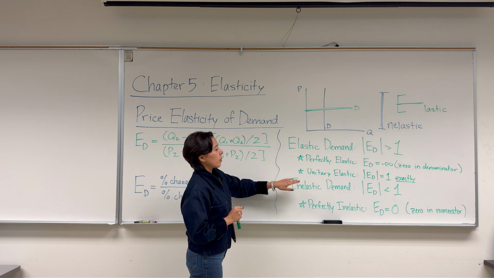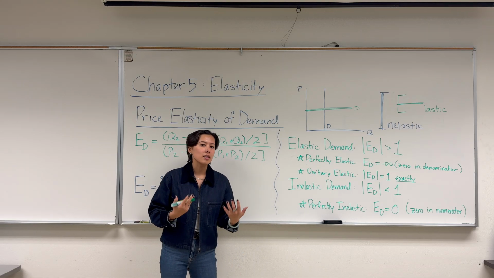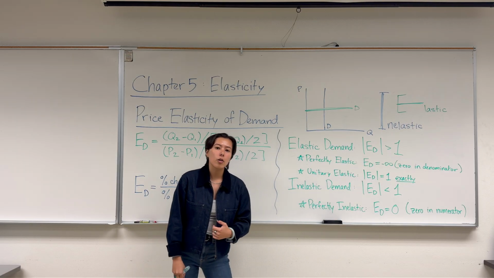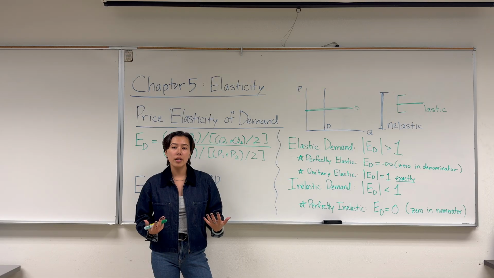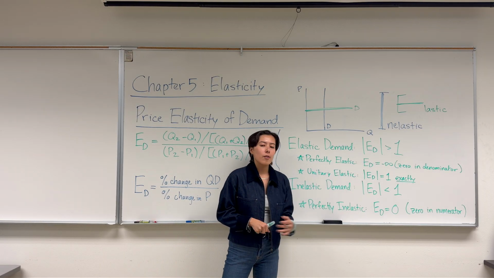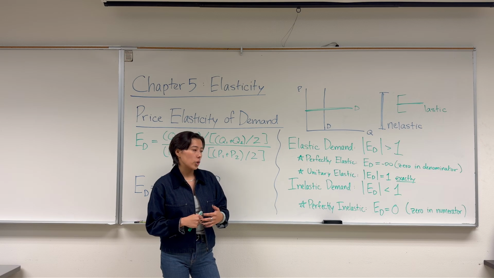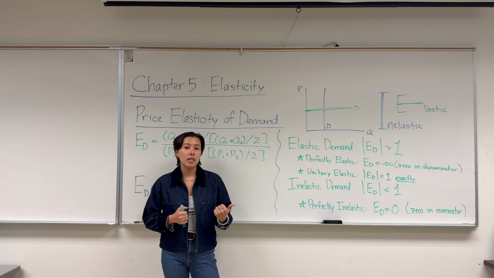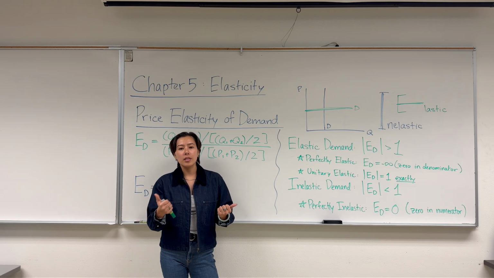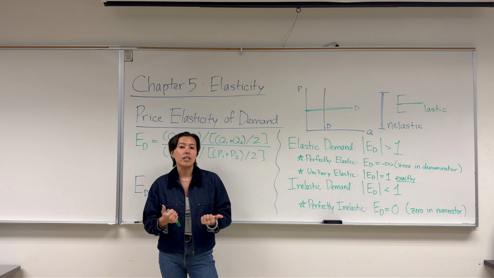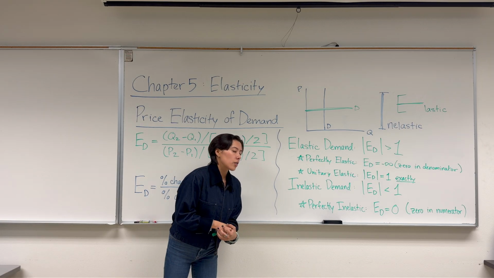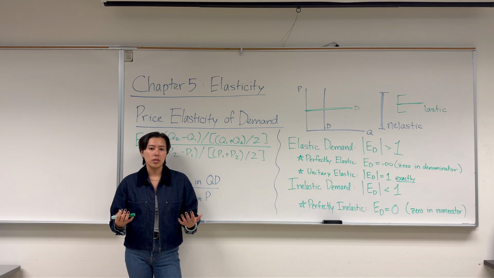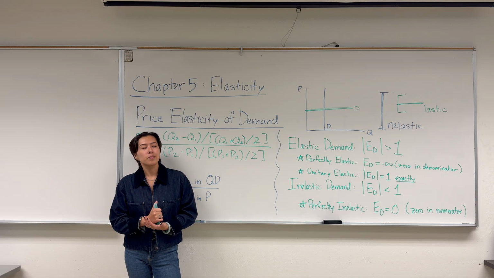Another special case that we have is something called unitary elasticity. So unitary elasticity happens when our price elasticity of demand coefficient is equal to exactly -1, or when the absolute value of our price elasticity of demand coefficient is equal to 1. We call this unitary elastic because it means that for every 1% change in price, we have an opposite exact 1% change in quantity demanded. So for a unitary elastic good, if the price went up by 10%, quantity demanded would fall by 10%. They equally balance each other out.